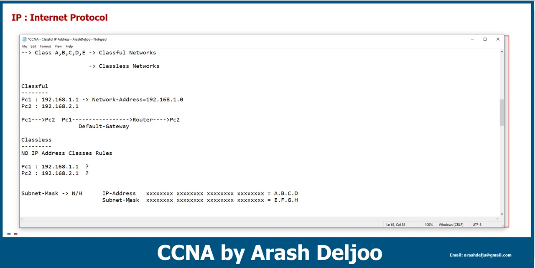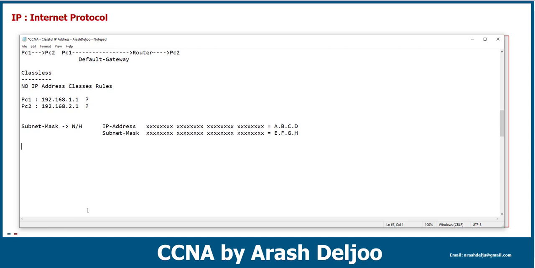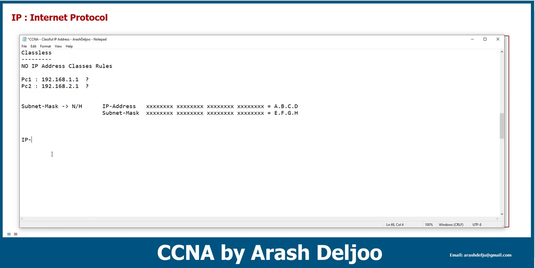But what is the function of the subnet mask? Until now we learned that the subnet mask should be used beside the IP address, and it can give us more information about the IP address. With the subnet mask we can define which part of the IP address is the network part and which part is the host part. Let me give you the subnet mask function. Here we have a table. Let me write here: IP address and then subnet mask.